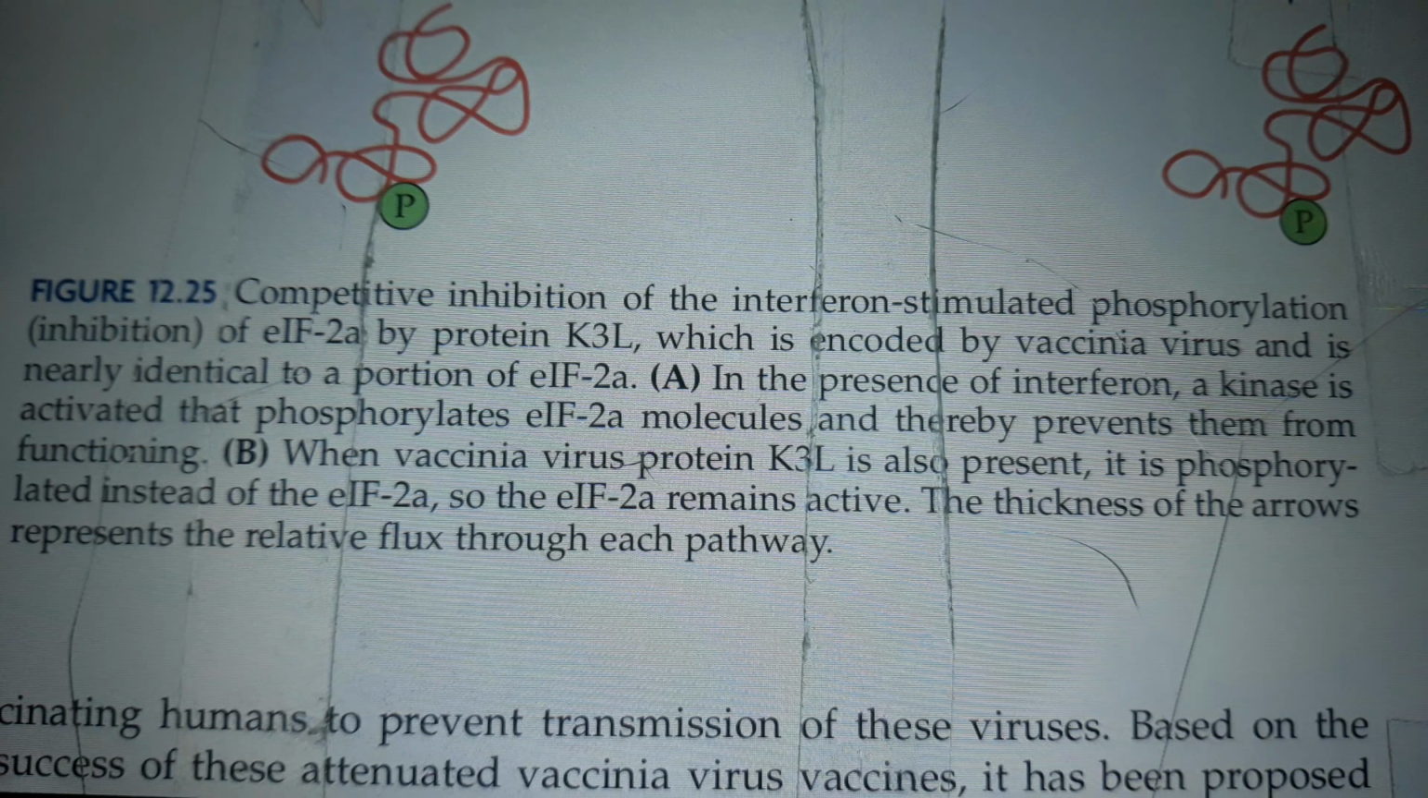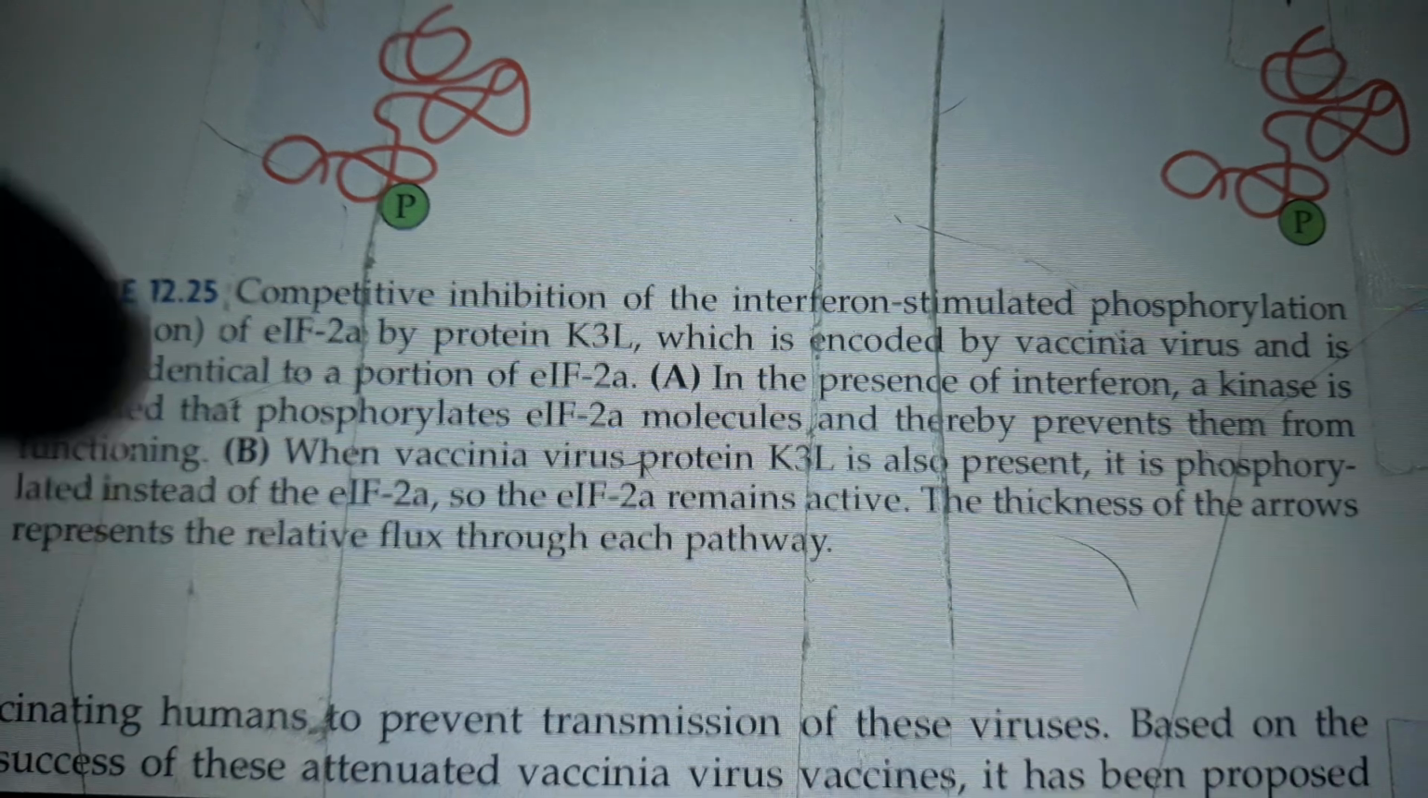Figure 12.25 shows the competitive inhibition of the interferon-stimulated phosphorylation of eIF2A by protein K3L, which is encoded by vaccinia virus and is nearly identical to a portion of eIF2A. In the presence of interferon, a kinase is activated that phosphorylates eIF2A molecules and thereby prevents them from functioning.